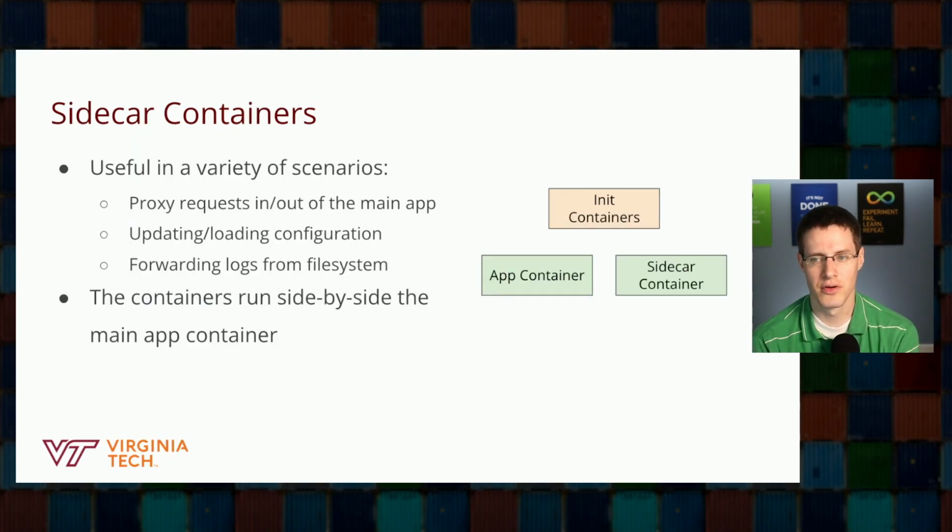Sidecar containers are useful in a variety of scenarios. One is to proxy requests in and out of the main app. In fact, in just the last couple of weeks, I've been working with the IT security office here to deploy some applications on our platform clusters. And they're doing exactly this, where they have the main app container, which doesn't have authentication built into it. It doesn't know how to use the Virginia Tech login and all that kind of stuff. But they're using a sidecar container that's running Apache with some CAS modules and whatnot.